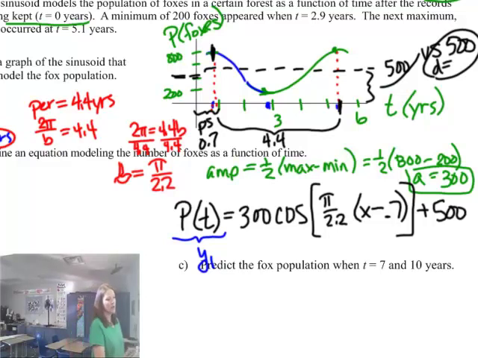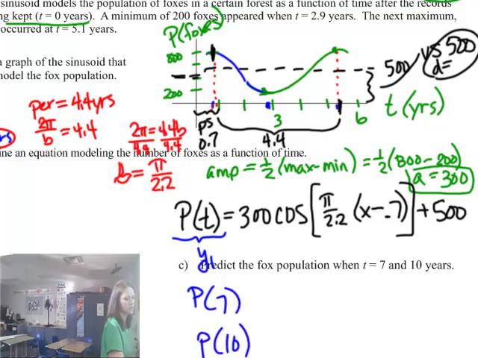Now, once we know that, we can predict by saying P of 7 years and P of 10 years. Then we can use the Y1 feature on our calculator to do our prediction. If you go ahead and do that, P of 7 is going to be 227.110 and so on.